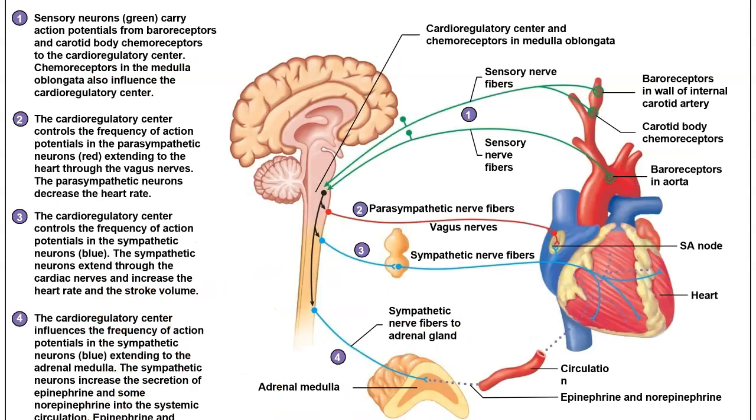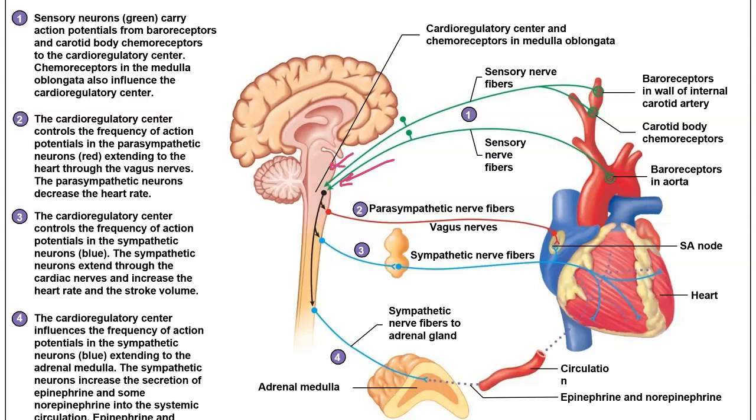So this is an important picture. It's showing us several points that we've talked about and some that we haven't discussed yet. Notice the green lines. Those represent sensory neurons that are bringing sensory information to the medulla oblongata, where there is a cardiac center.